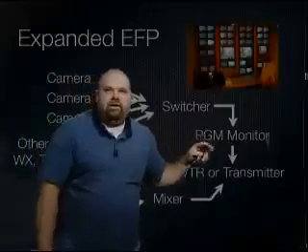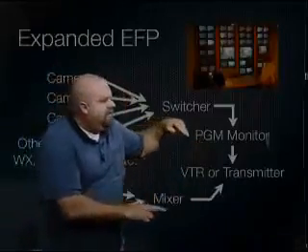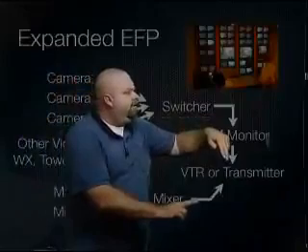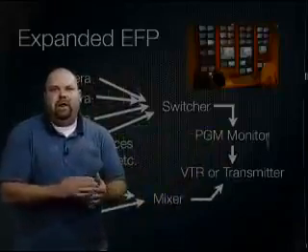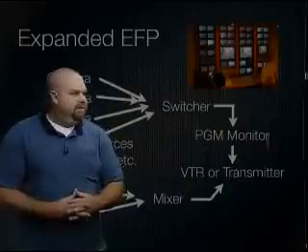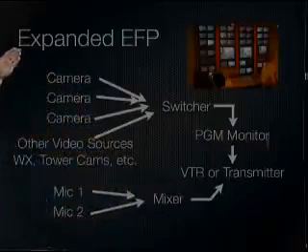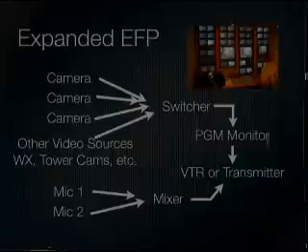The program monitor displays the video. The audio is fed from the mixer. The program monitor or switcher output shows the video. And then those things are recorded either to a VTR or broadcast through a transmitter. So you can see that the expanded EFP system has a lot more capabilities as far as inputs. And you'll find that with things like football games and other things like news, where you've got a lot going on.